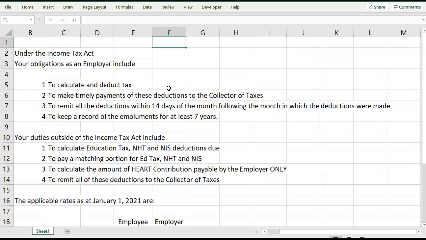Now, you're also obligated as an employer to keep the records of your employees for a set amount of time. Okay?